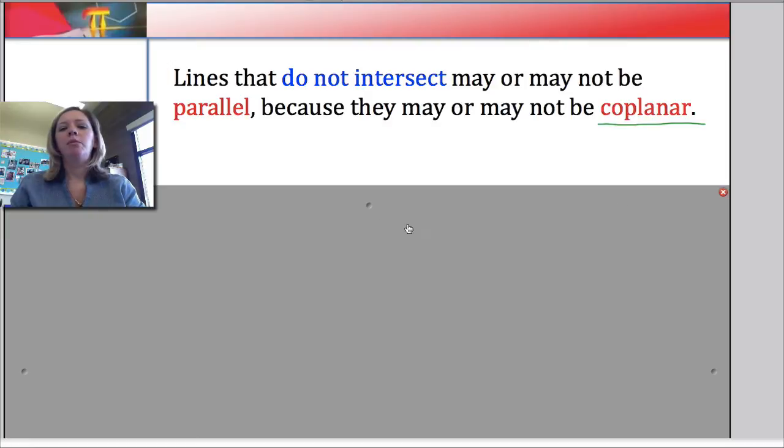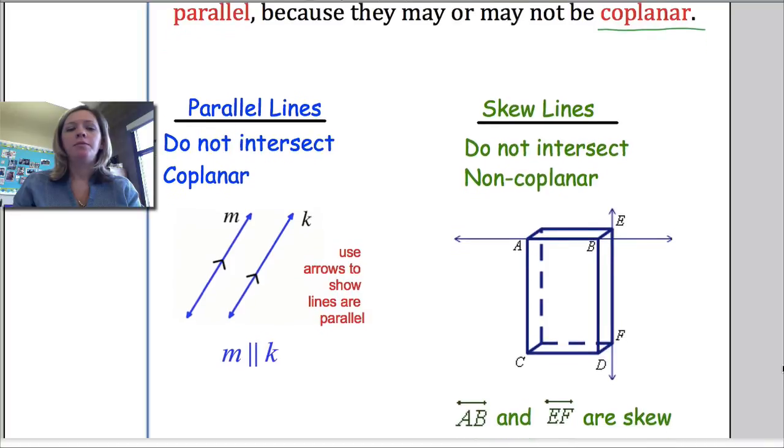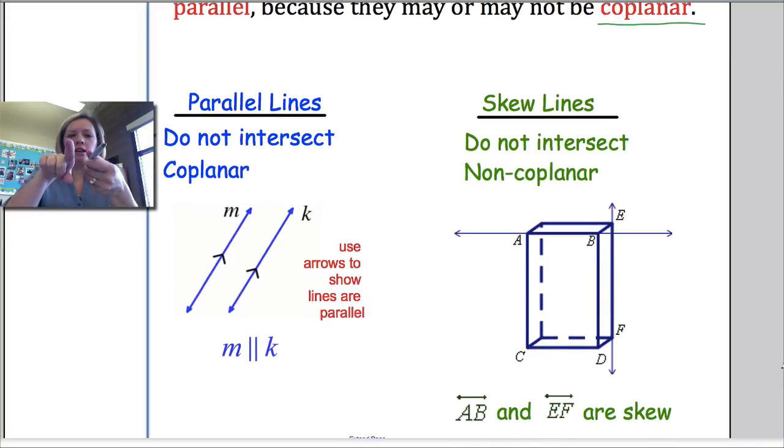So let's take a look at a couple of examples here. Parallel lines don't intersect and they are coplanar. Those are the two properties of parallel lines. Let me lift this up a little bit. So think about this. There's the same flat surface that would go through those two lines that never intersect. So here's a little diagram of parallel lines. We've got two lines. They look like they never intersect. I've labeled them M and K. So we have line M and line K.